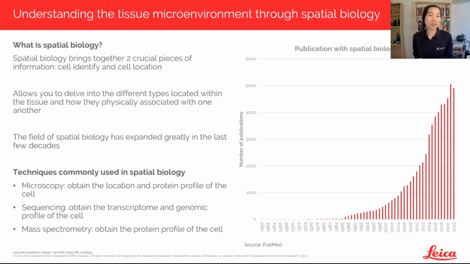In the last 2 decades or so, this field has greatly expanded. In the chart on the right, you can see that the number of publications which include spatial biology has rapidly increased, leading to an expansion of our knowledge of various tissues, as well as the need for tools to process the information we are generating here. To gather this information, scientists have utilized several techniques, including microscopy to examine cell location and protein profile, sequencing to look at the transcriptome and the genomic profile, and mass spectrometry to examine protein profile.